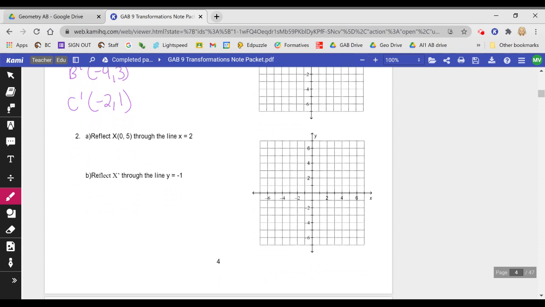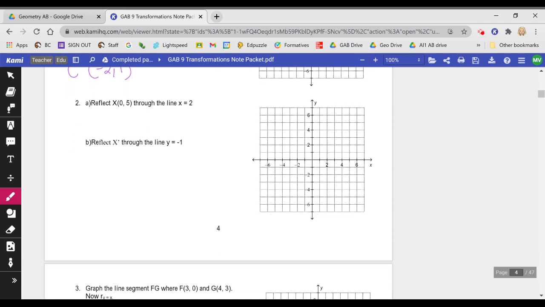For our next example here, I want to reflect the point X, (0, 5), through the line x equals 2. The line x equals 2 is a vertical line going through 2 on the x-axis. So when I'm reflecting through that, I'm 2 to the left, so my new point is 2 to the right. So X prime is (4, 5).